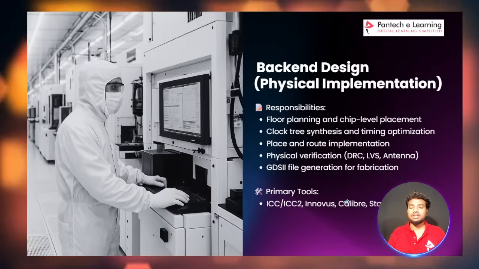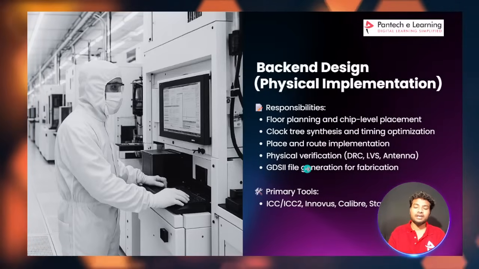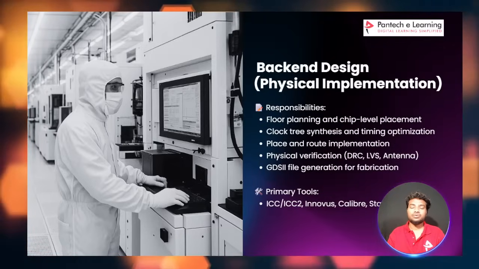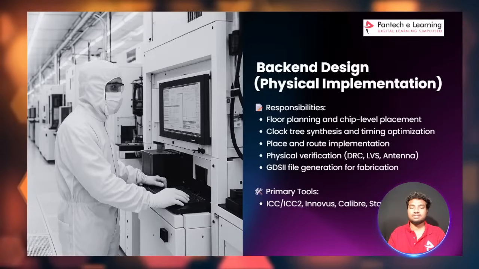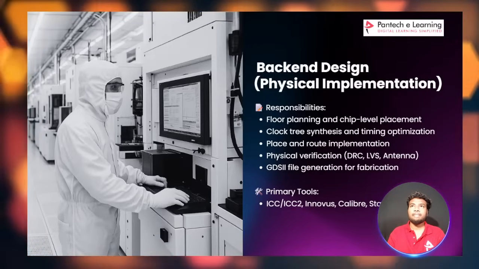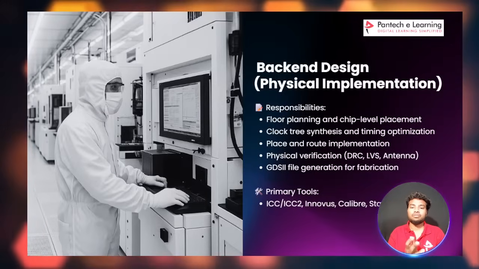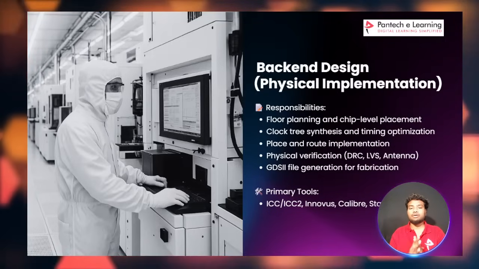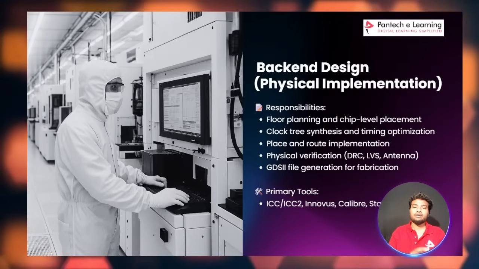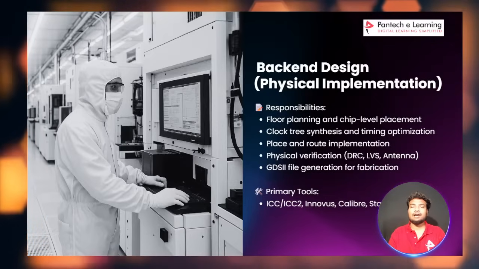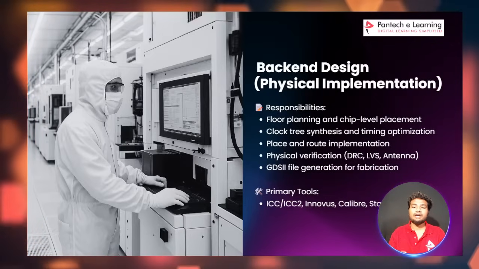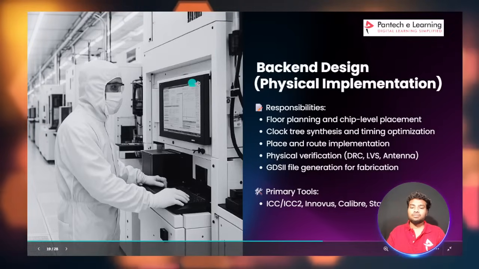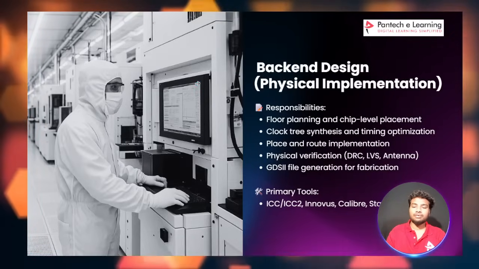And then GDS file generation. The GDSII file is only for chip fabrication. It is used by the chip factories, like industries. You know TSMC is one of the huge companies, Taiwan Semiconductor Manufacturing Corporation. They make 70% of the chips. If you take the whole world, we are using a lot of chips, and those chips are made by TSMC only. Okay, so these are the backend roles of VLSI.